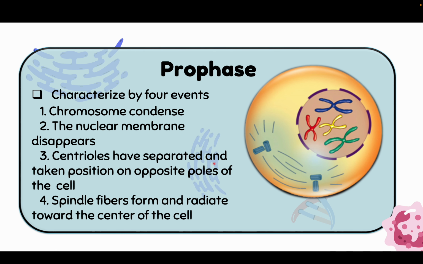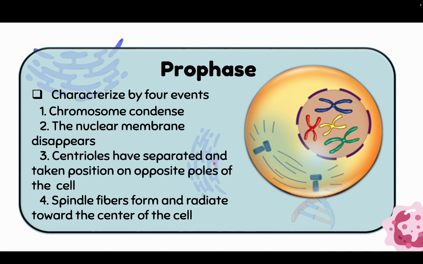Now let's take a look at the stages of mitotic cycle, or the mitotic division. So let's have P for prophase. So prophase is characterized by four different events. First, chromosomes condense. Then second, the nuclear membrane disintegrates or disappears.